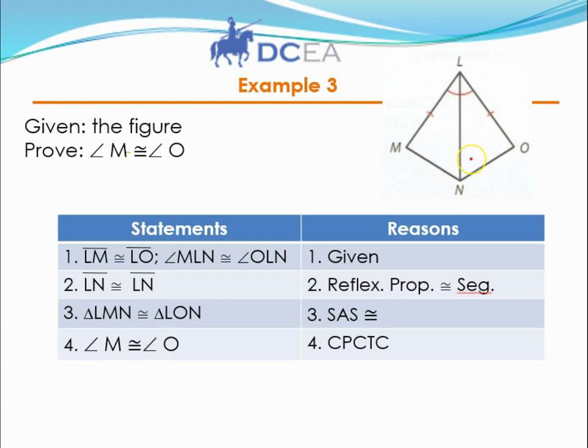Now, LN and LN from both triangles are also going to be congruent. They're the same part, and that's the reflexive property of congruent segments. We now have a side, an angle, and a side that's congruent to a side, angle, side of another triangle. So we can state that the two triangles are congruent by SAS. And now, because we know they're congruent, we can say that angle M is congruent to angle O by using CPCTC.